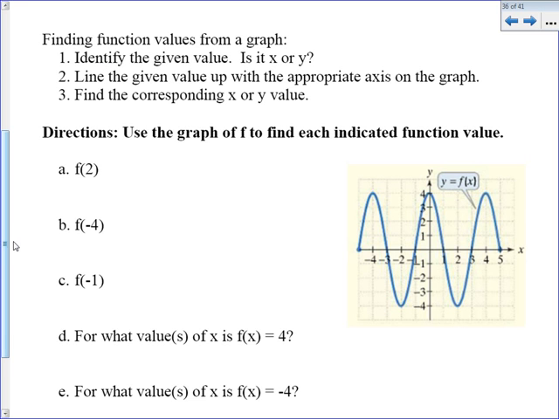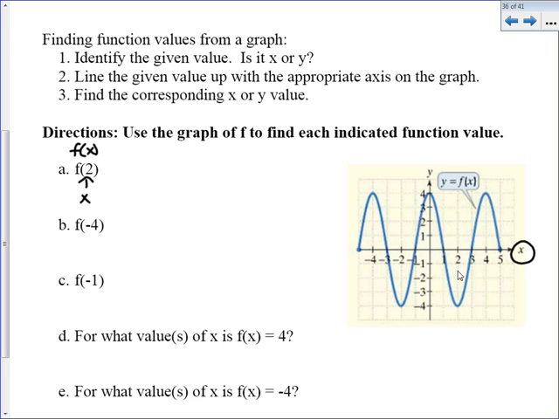So in A, we want to find f of 2 using this graph. Is this 2 represent an x or a y? If you think about our function notation, what's in the parentheses? X. We're looking at our functions are f of x. So that means this 2 right here is an x value. So I want to go to my graph on my x axis, go over to 2, and find where that hits the graph.